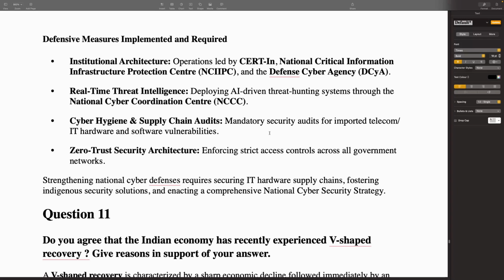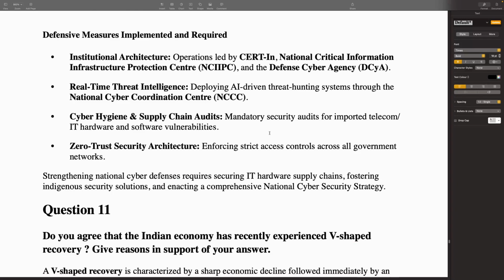Cyber hygiene and supply chain audits: mandatory security audits for imported telecom and IT hardware and software vulnerabilities. Zero trust security architecture: enforcing strict access control across all government networks. Strengthening national cyber defenses requires securing IT hardware supply chains, fostering indigenous security solutions, and enacting a comprehensive national cybersecurity strategy.